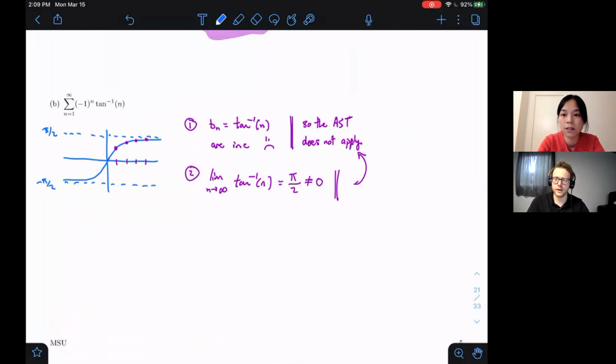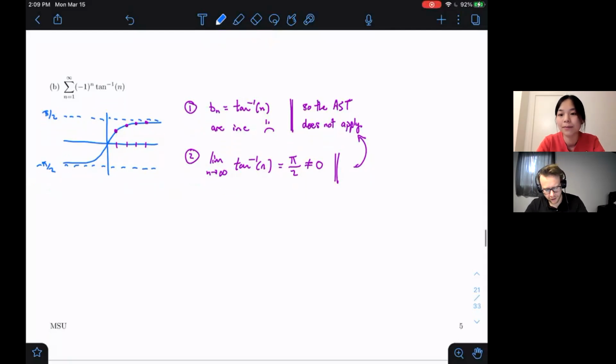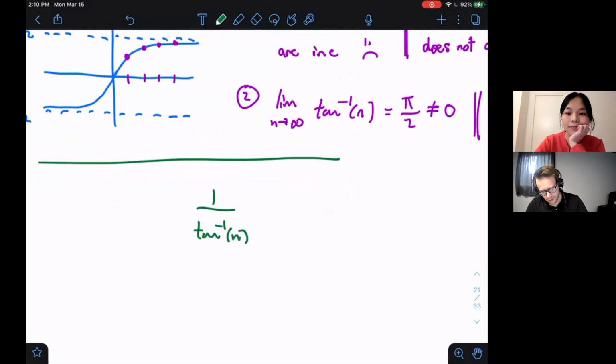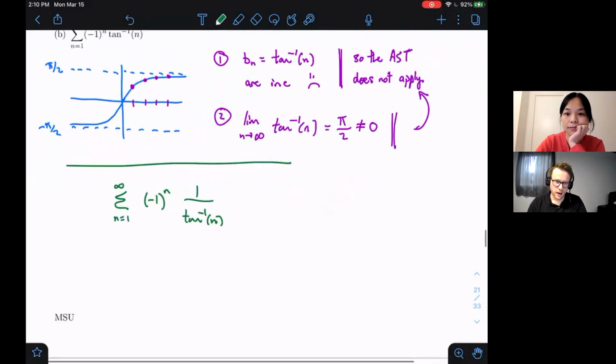Any questions in the Q&A, Yuan? One is asking if you have 1 over arctangent n, will it work? Well, that's a fun question, right? So if you had 1 over arctangent, and let's make it alternating and all this sort of stuff, maybe from 1 to infinity. Let's throw this back to the class.